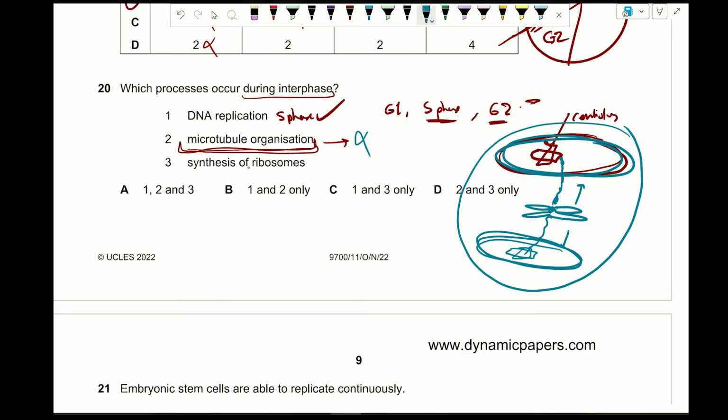Next, synthesis of ribosomes. We know that during interphase, we have the G1 and the G2 phase. In the G2 phase, the cell continues to grow. How does it grow? It grows by ribosomal RNA synthesis, by the synthesis of proteins, and so on. Therefore, part of this growth obviously involves the synthesis of ribosomes. Therefore, this is correct, and the answer is going to be C.